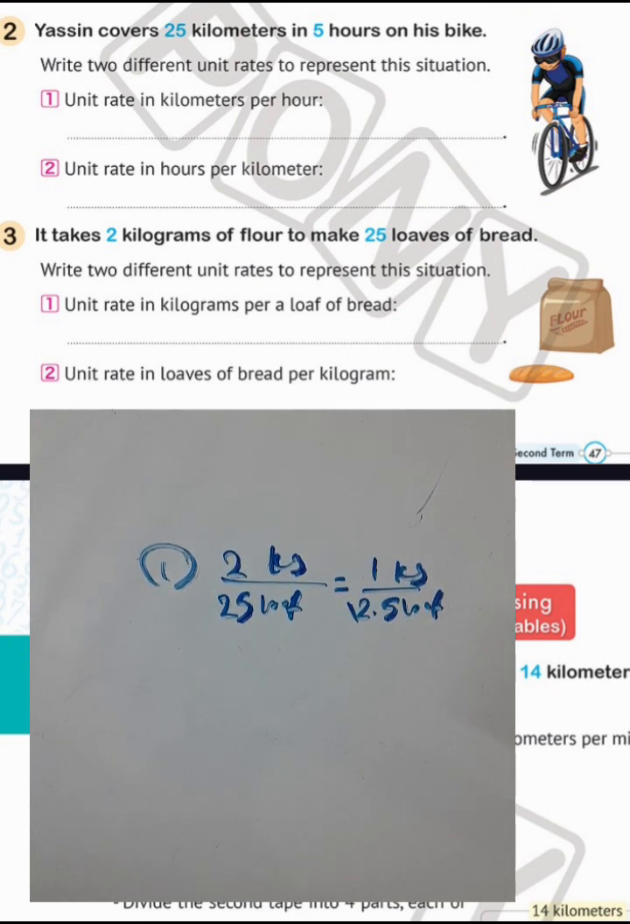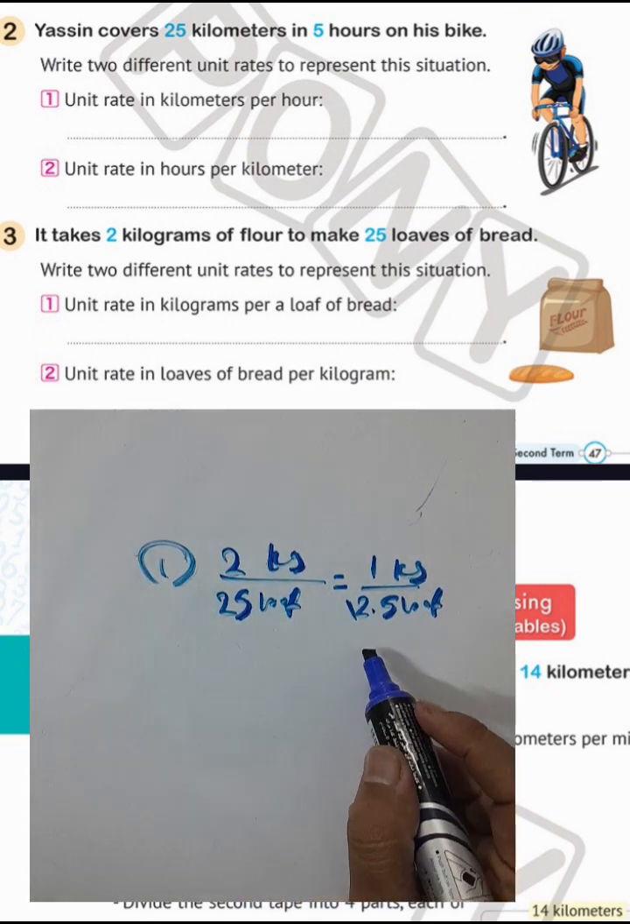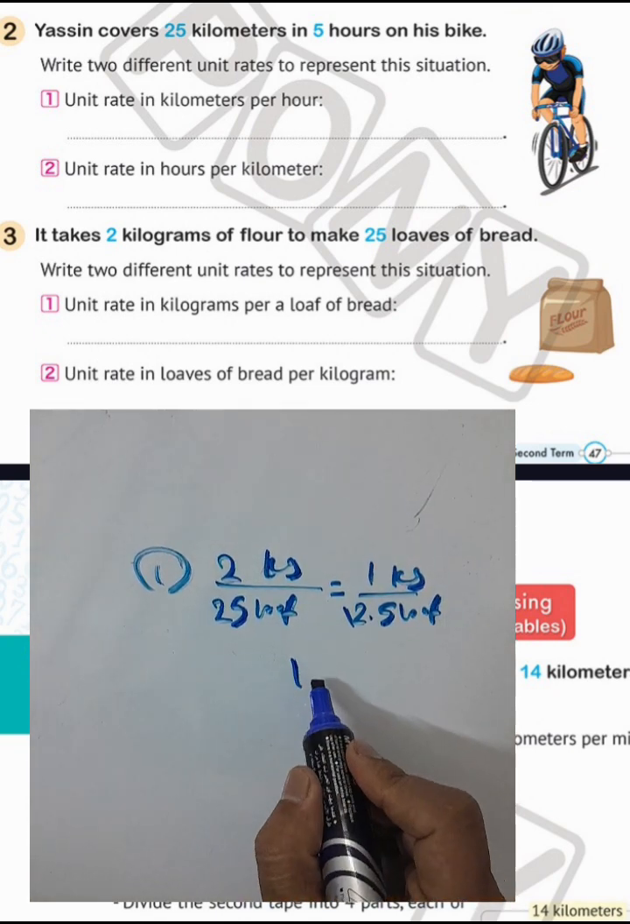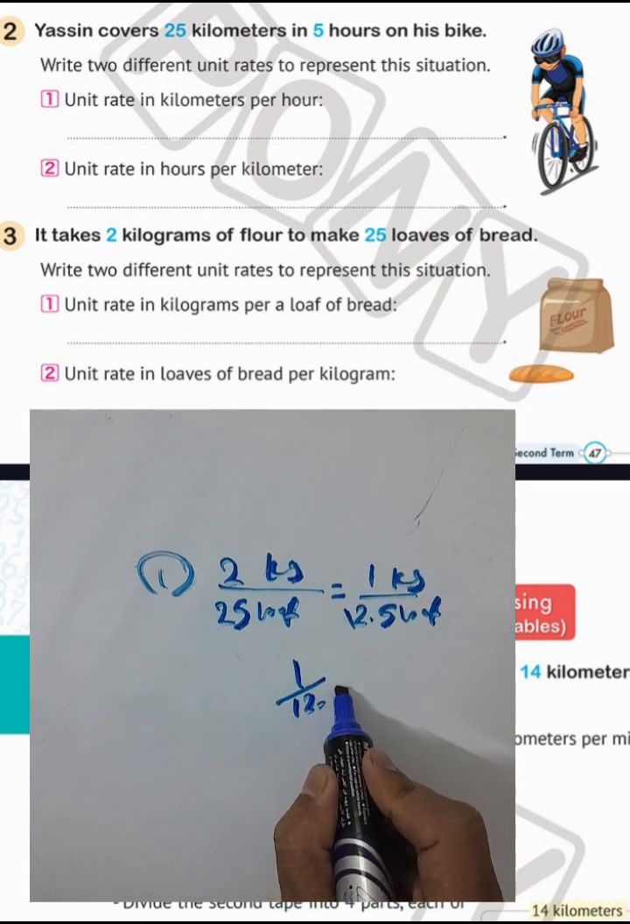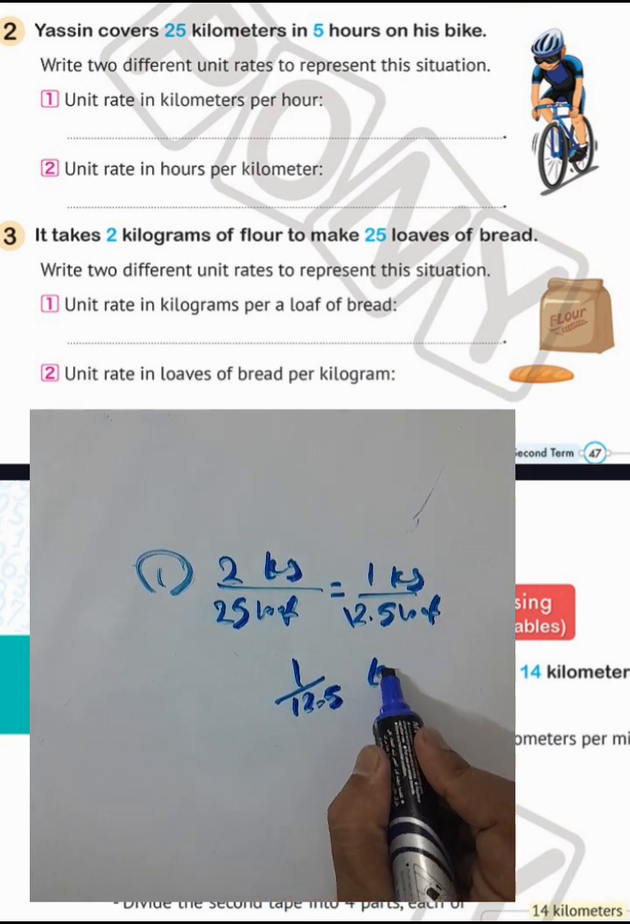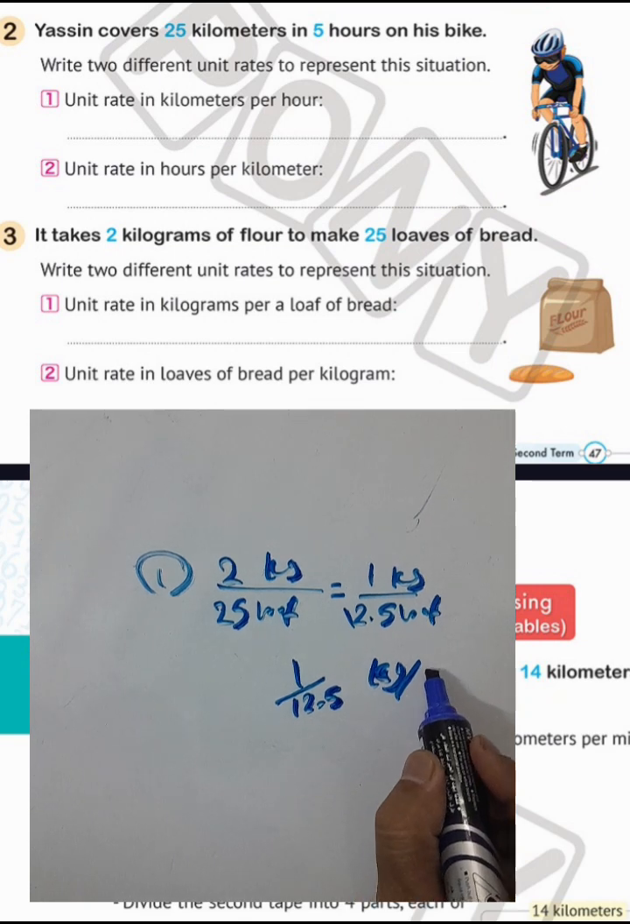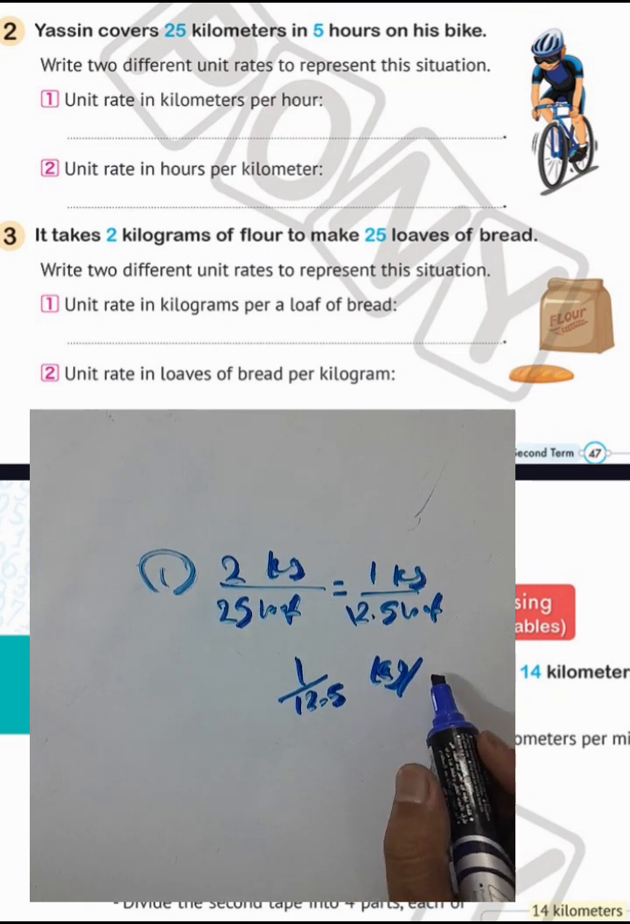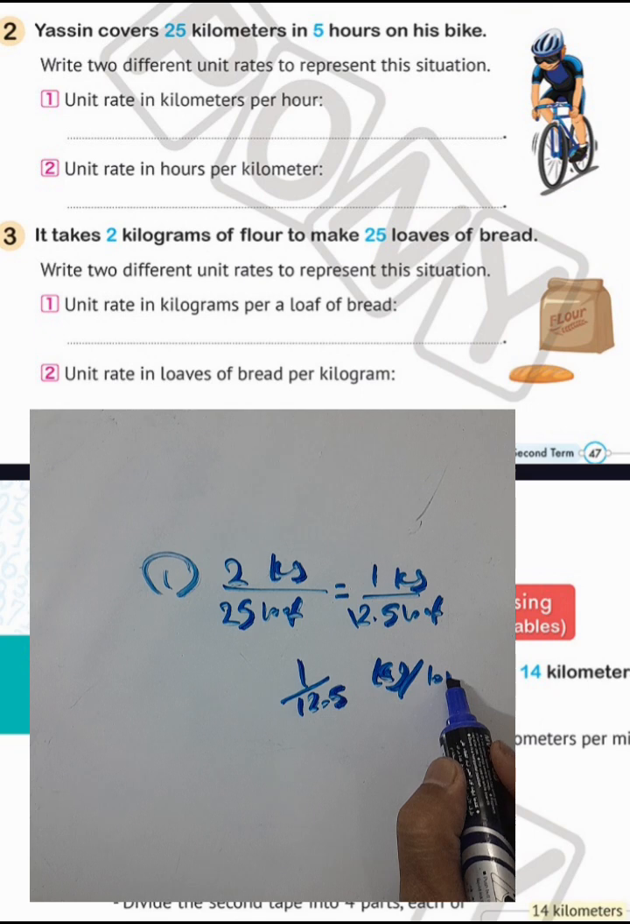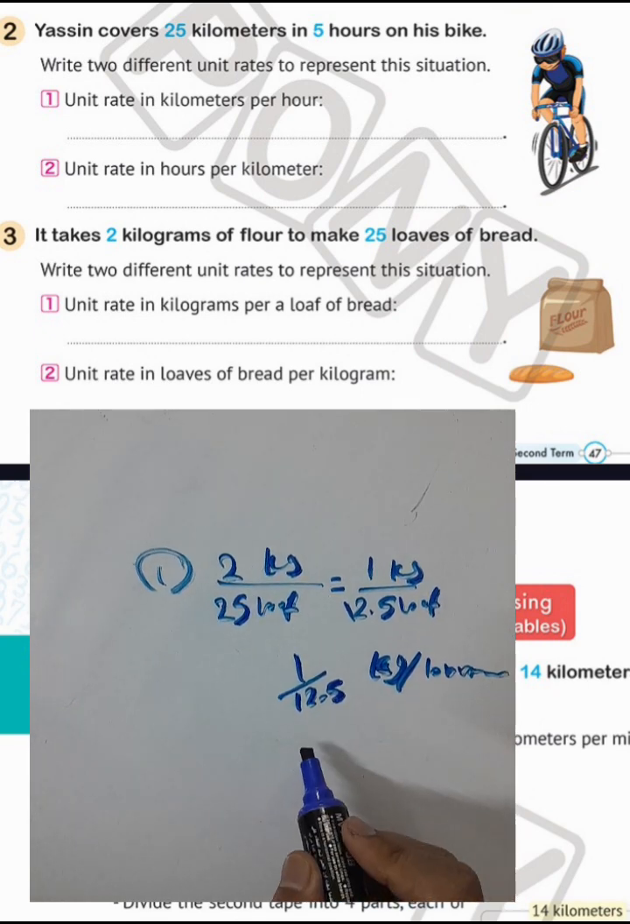It takes 2 kilograms of flour to make 25 loaves of bread. Then we will take 1 kilogram per 1 over 12.5, kilogram per 1 loaf of bread. That was question number 1.